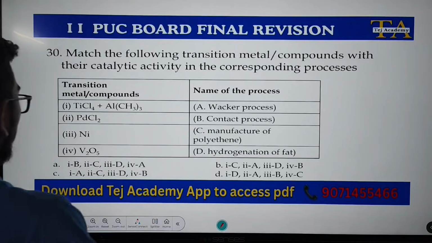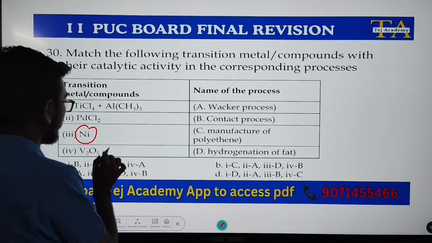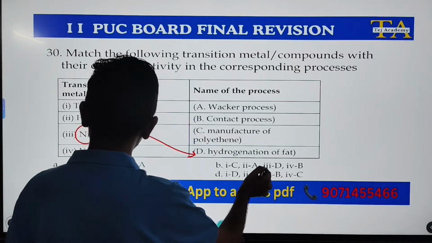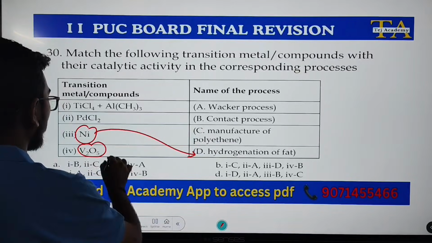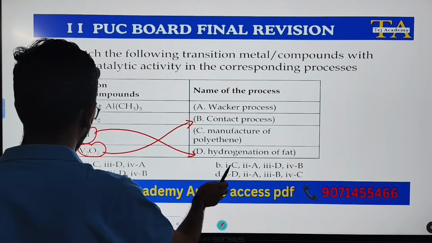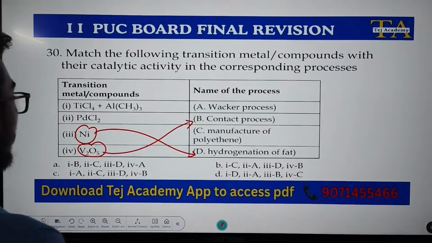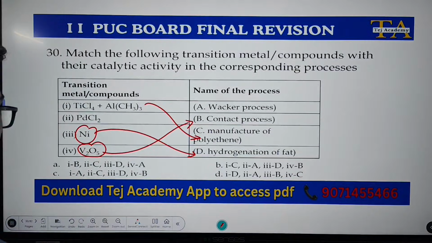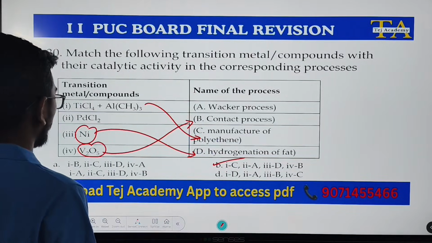Yes. If you see among these, for any one, whichever you know. So nickel helps in hydrogenation of fat, for 3d. Which option is it? So all three are 3d. Then you check vanadium pentoxide, contact process, for 4B. So these two are 4B. Then you check the first one, manufacture of polythene. So for the first option C, so B is the right answer. So PdCl2 is the Wacker process.